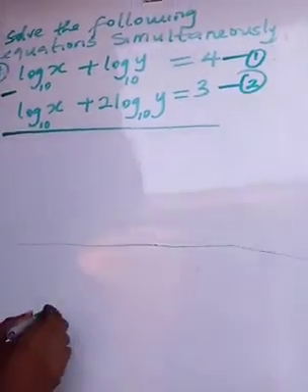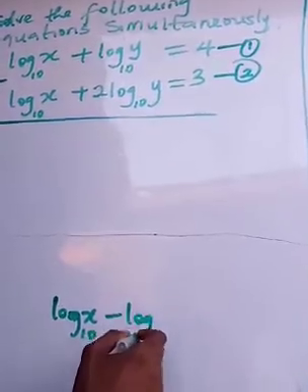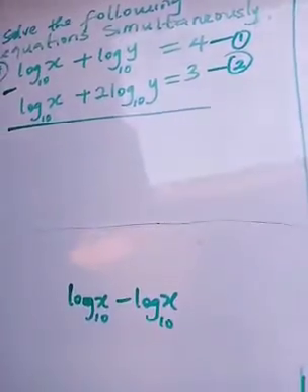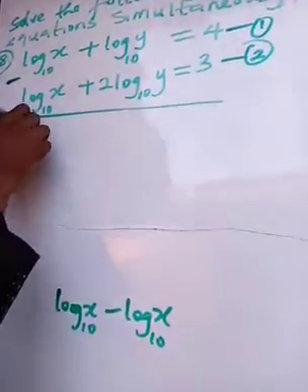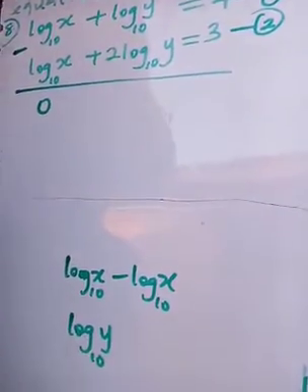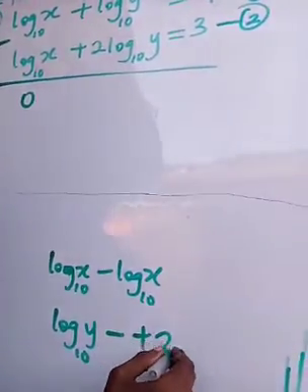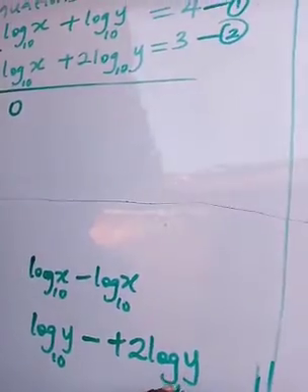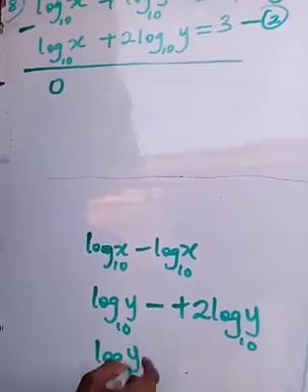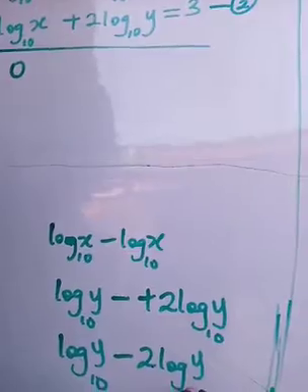So log x base 10 minus log x base 10, they are the same. 1 log x base 10 minus 1 log x base 10, that's 0. Then this is log y base 10 minus plus 2 log y base 10. So this is log y base 10 minus times plus is minus 2 log y base 10.